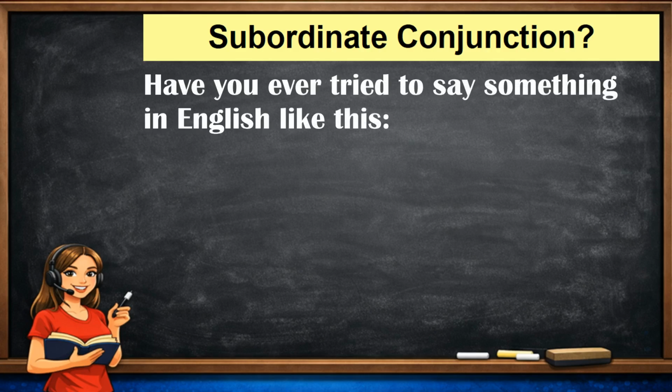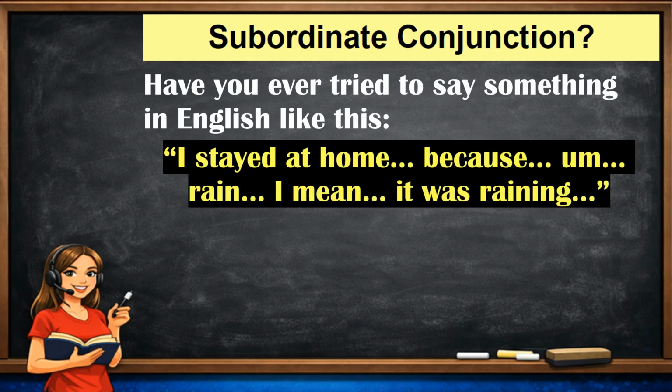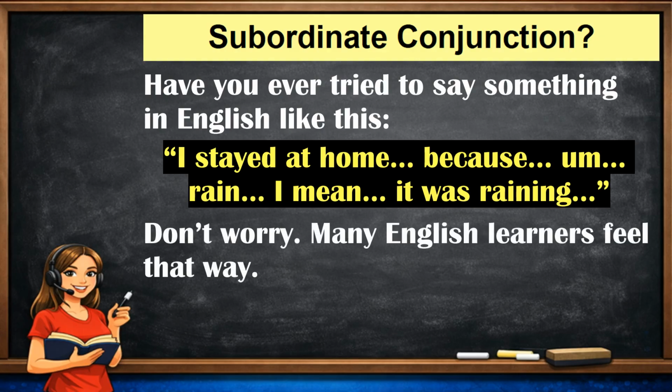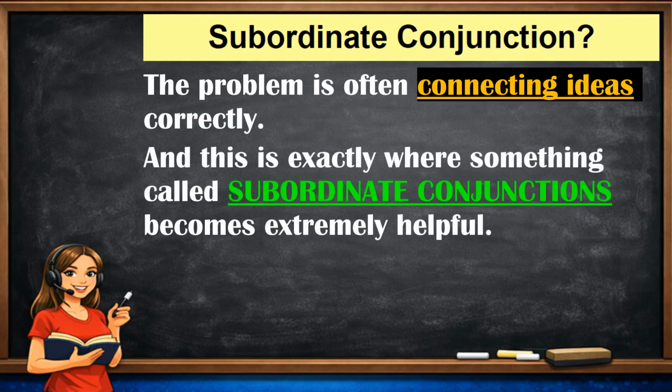Have you ever tried to say something in English like this? I stayed at home because, rain. It was raining. Don't worry, many English learners feel that way. The problem is often connecting ideas correctly. And this is exactly where something called subordinate conjunctions becomes extremely helpful.